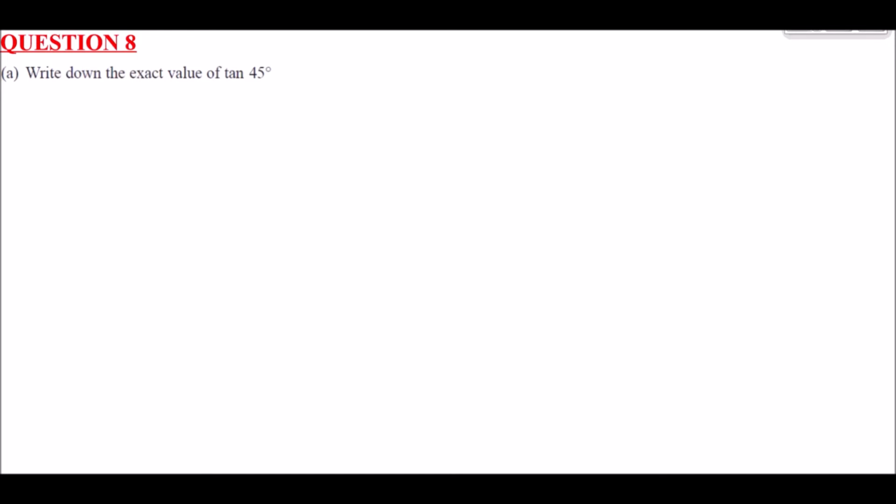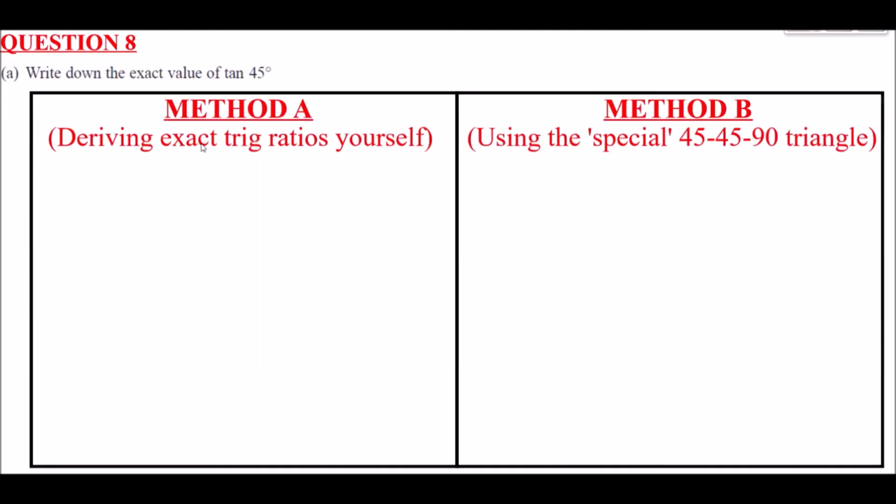But I'm going to try and show you how you could derive it by just thinking about the graph of sine. And as well as that, I'm going to show you a second method where you can think of it in terms of a special triangle. So the first one, in terms of just deriving them yourself, is remember we have sin, cos, tan, SOHCAHTOA. So let's just think of values of sine.